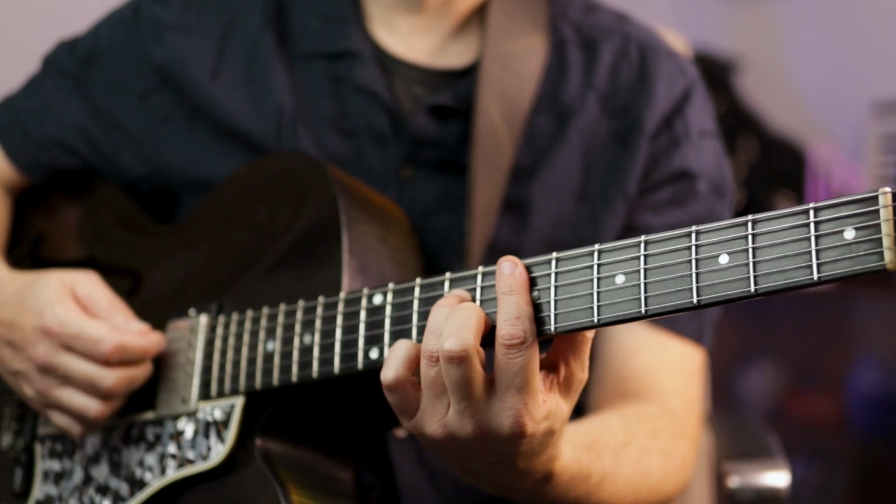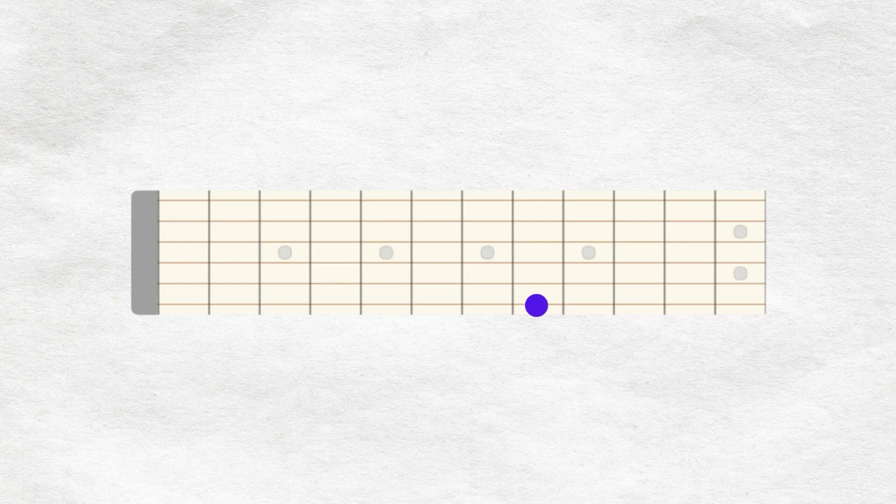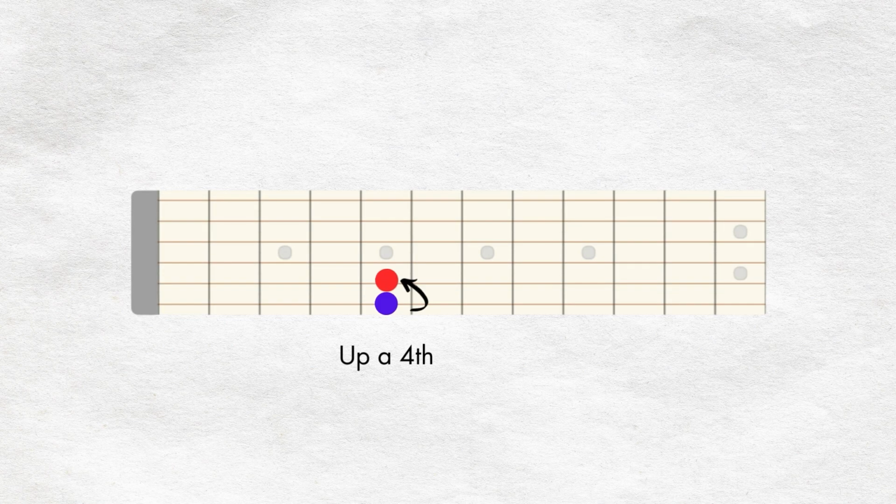A 2-5 looks like this. Usually it's a minor 7 chord followed by a dominant chord that's either a 4th higher or a 5th lower. They're both the same notes, by the way, just in different octaves. On guitar, up a 4th means the same fret but up 1 string, and down a 5th means 2 frets lower and down 1 string.